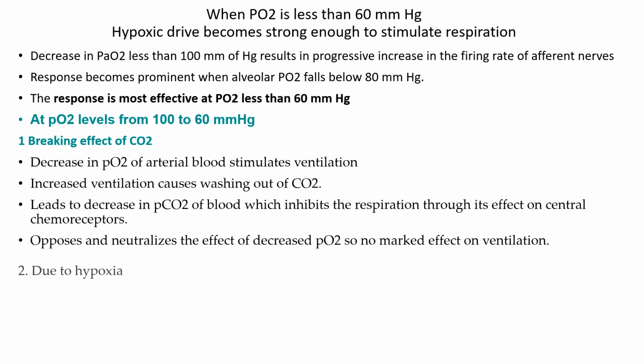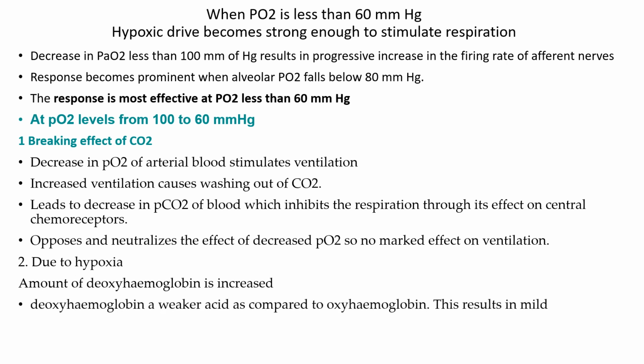So that opposes and neutralizes the effect of decreased PO2, which is happening between 100 to 60 millimeter of Hg. Another thing, due to hypoxia, there is a very interesting thing. The amount of deoxyhemoglobin is decreased. Hypoxia means partial pressure of the oxygen is decreased. Deoxyhemoglobin means whatever hemoglobin is present is not saturated with oxygen because the partial pressure of the oxygen is less.